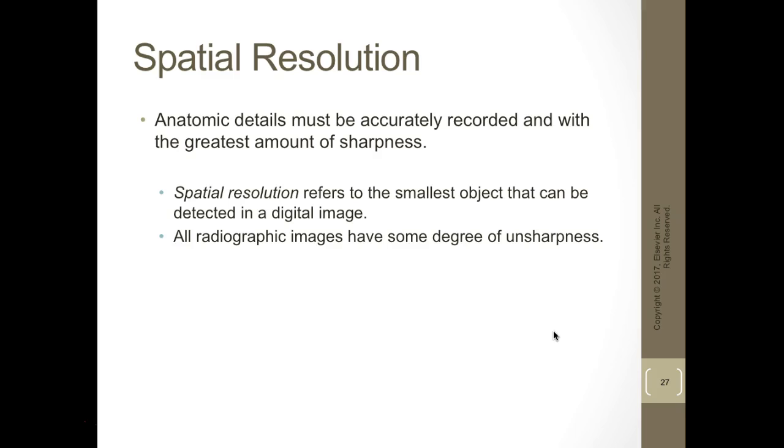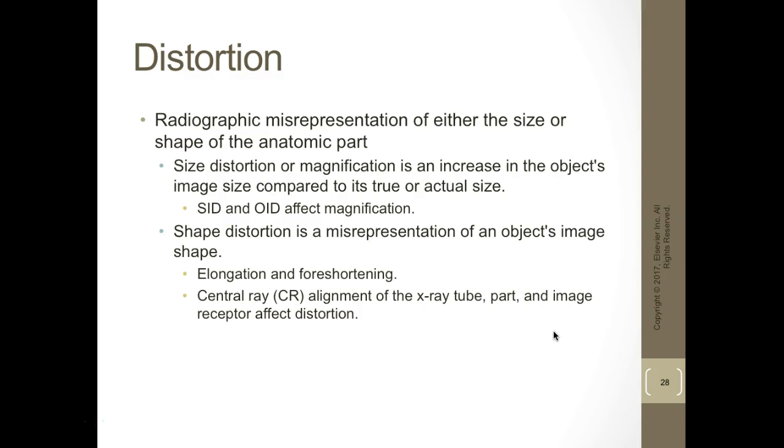The radiographic images have some degree of unsharpness, and we talked about that before on how the edges have that penumbra. All right, distortion. Radiographic misrepresentation of either size or shape of the anatomical part. So size distortion or magnification is the increase in the object's image size compared to its true or actual size. So we're talking about SID and OID, and those are the two that affect magnification. So you want the longest SID and the shortest OID to decrease your magnification.